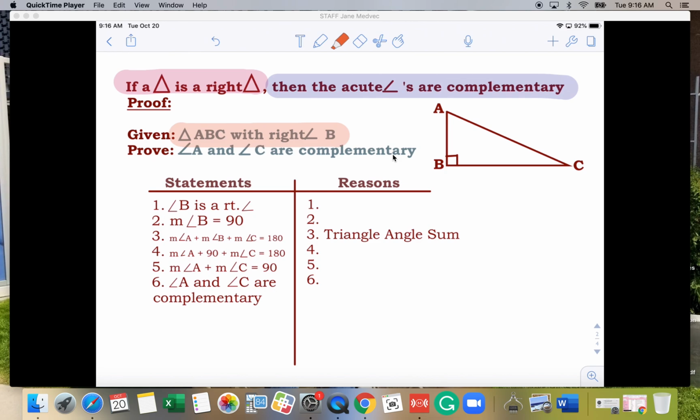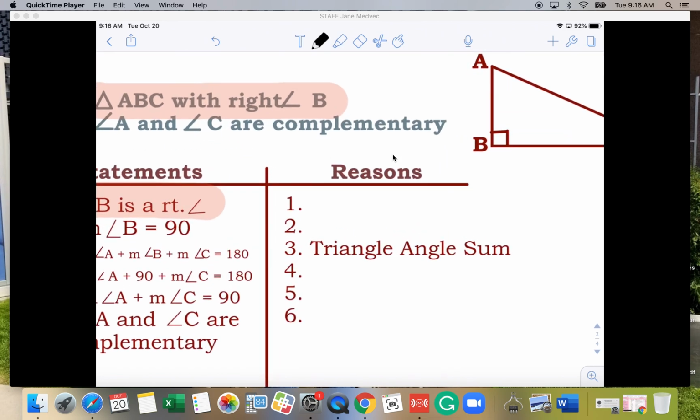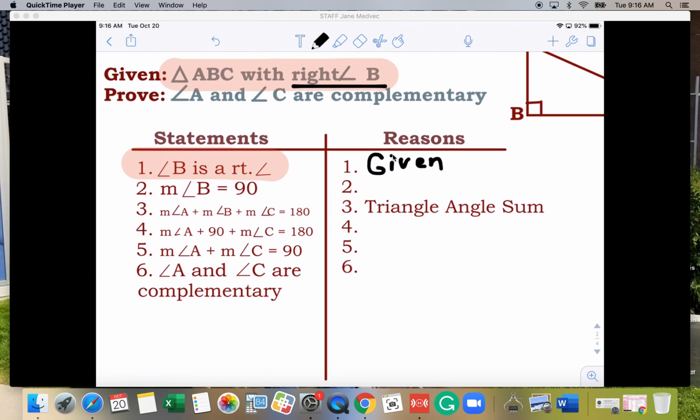So you're going to notice number 1 down here in the statement, it says that angle B is a right angle. So we're going to write given, because you're going to notice that it's right up here. B is a right angle. Now we're going to keep going, and you're going to notice number 2.